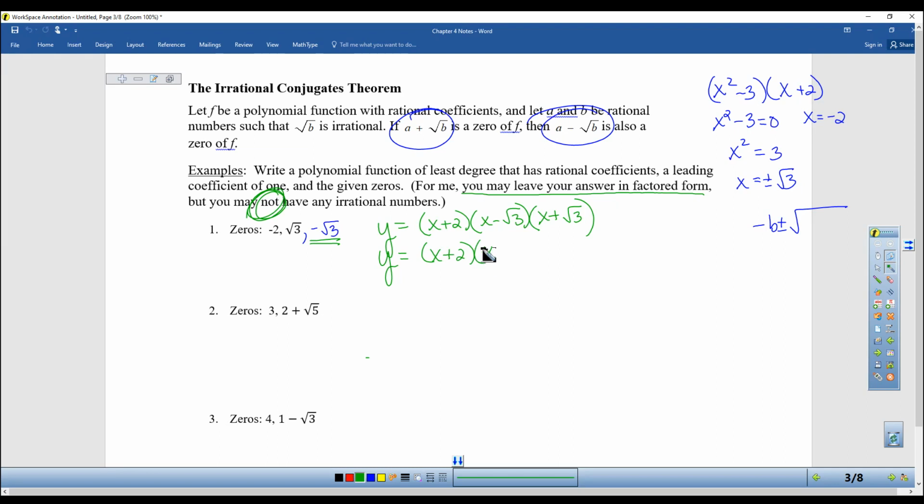So first, outer. Now watch this. This is great because these are conjugates, which means that they're the same, but they have different signs. One's plus and one's minus. The inners and the outers are always going to cancel. That's the great thing about conjugates.